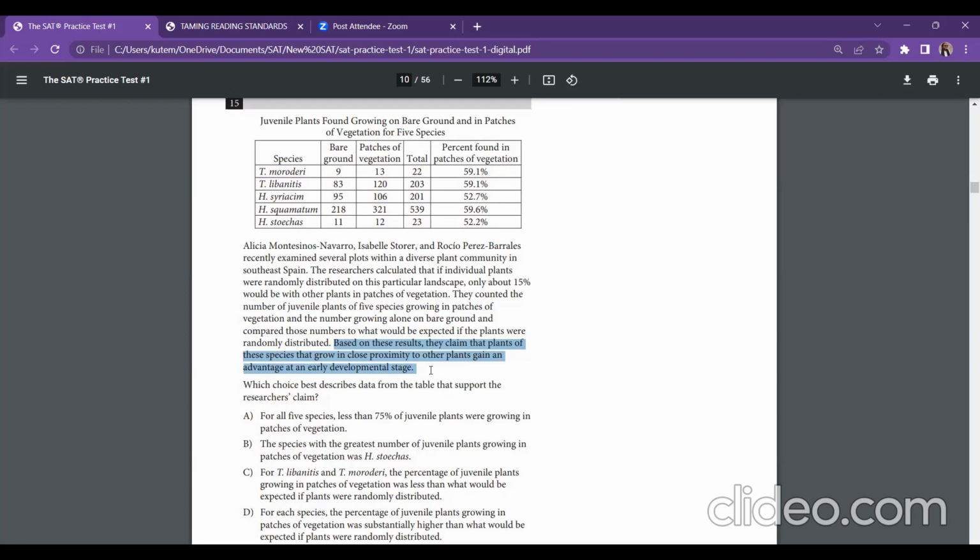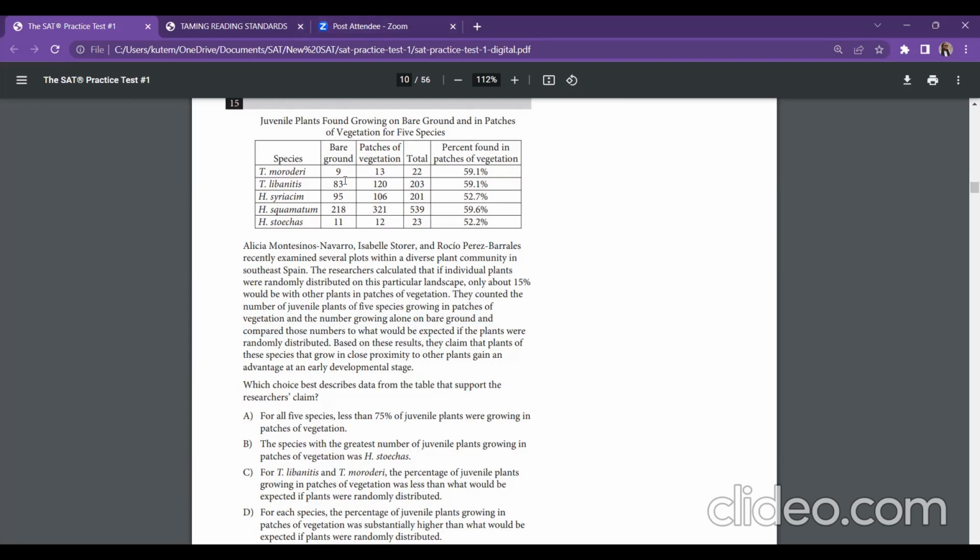A says for all 5 species, less than 75% of juvenile plants were growing in patches, which it is. And the main claim of this is that they will grow close to other plants. Okay, so juvenile plants found growing on bare ground, and there's the key, right? This part is saying they counted the number of juvenile plants of 5 species growing in patches. So the patches are the ones that are being supported, that should grow more, and then the number growing alone on bare ground. From the conclusion, the ones growing in patches should be better than those growing on bare ground.